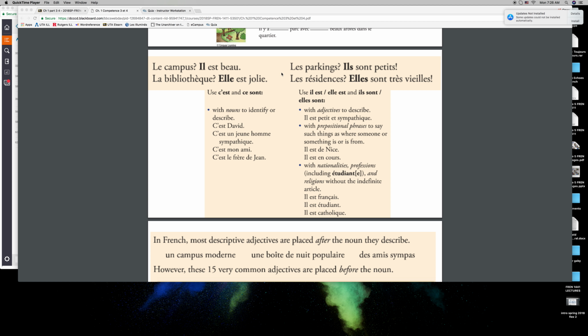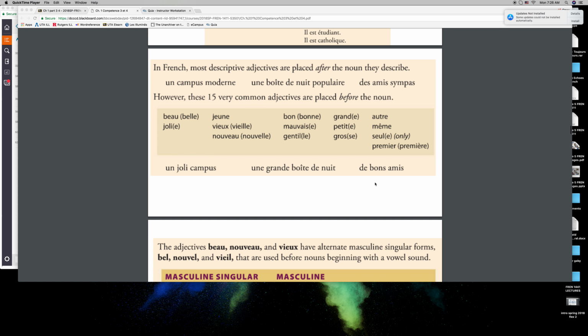This competence comes back with the difference between c'est and ce sont, il est, elle est, ils sont, elles sont, which we already discussed, but there is a good description of how to use it. So I would definitely go back.